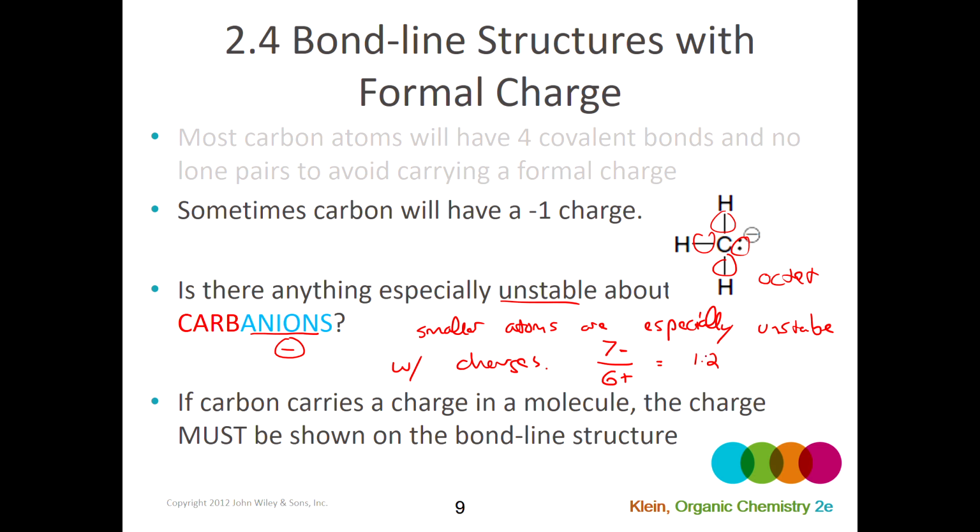So that means there's about 20% more negative than there is positive. Doesn't maybe seem like much, but it's a fair amount. And the smaller the atom, the fewer the protons are, the more one extra electron affects that balance and makes it less balanced and makes it unstable. So how is a carbanion likely to react? Well, a carbanion, since it has too much negative, is likely to start sharing its electrons with anything that can accept those electrons to form a new bond, like a carbocation.